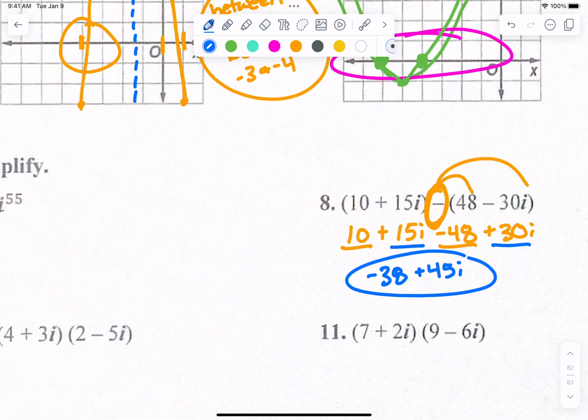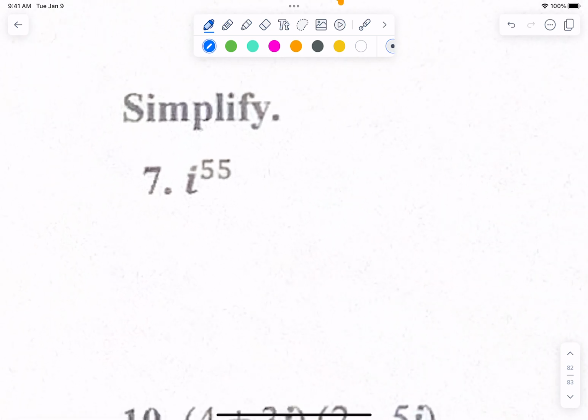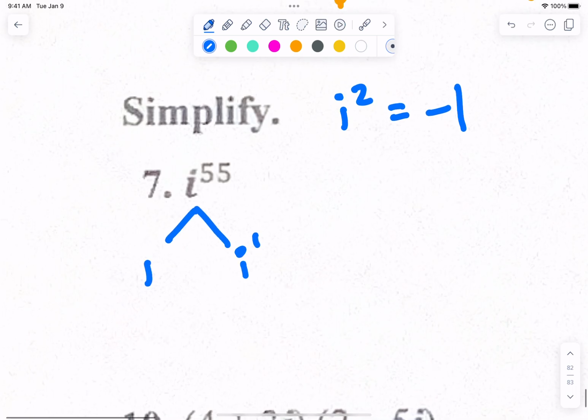Okay, this is taking us back a little ways. i to the 55th power. I don't know anything about i other than i squared. What's i squared equal? Negative 1. So we want to reduce everything to i squared. Does i squared go into 55? No. So let's take 1 off and let it sit off to the side, and call this 54 of them. We have 54 and 1. We're going to separate them out.